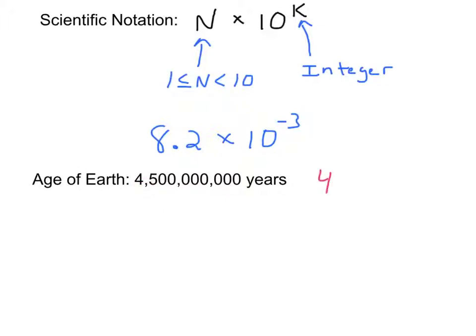So let's write that down, 4.5 times 10 to the, and then you have to figure out what the exponent is. Now, since the decimal point is going right there, you have to count from that position how many spaces to where it is right now. So it's 1, 2, 3, 4, 5, 6, 7, 8, 9. So it'd be 10 to the 9th power.